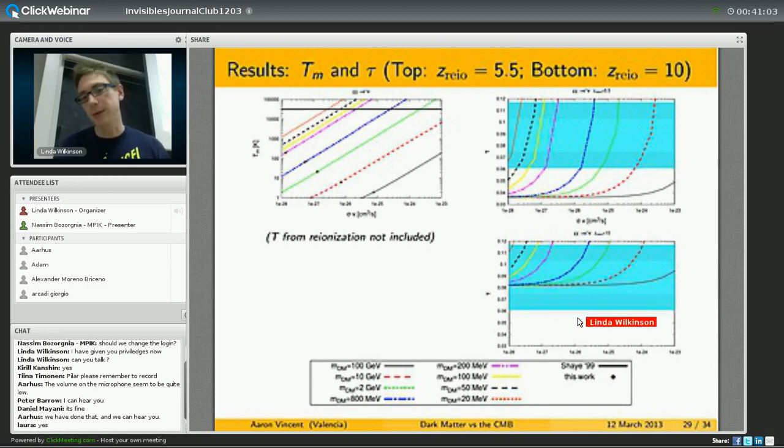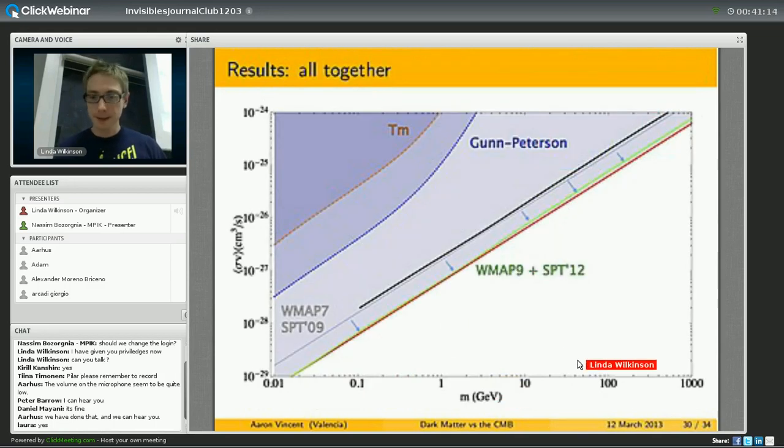This just shows what happens to the optical depth if you start out with a reionization redshift of 10 rather than 5.5 up here. So here are all of our results put together. So again, we've pushed the constraints down by a factor of approximately 3.